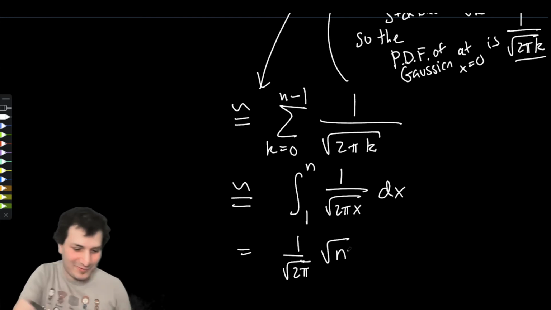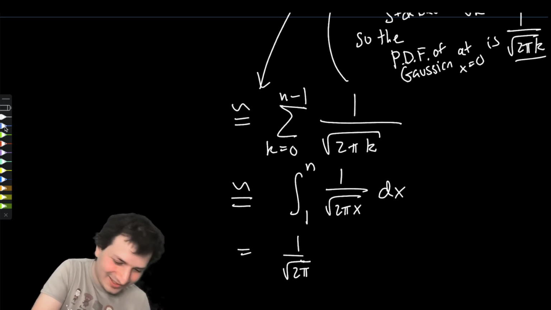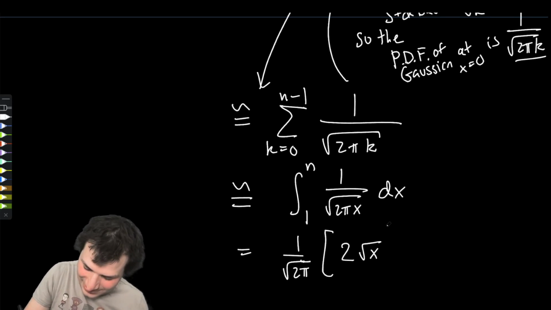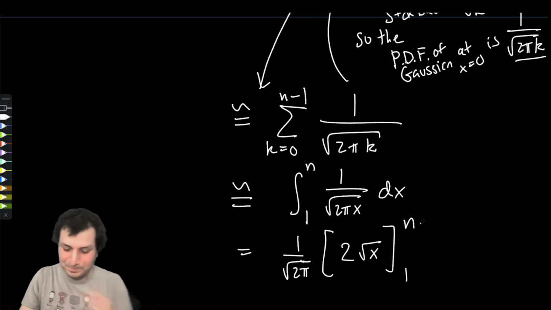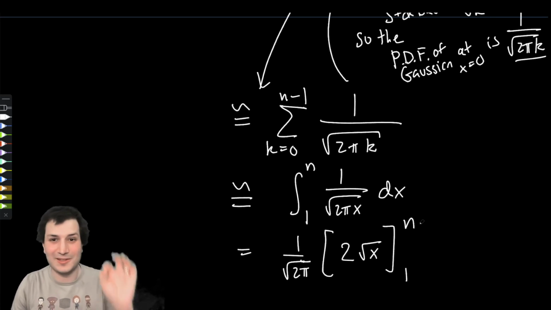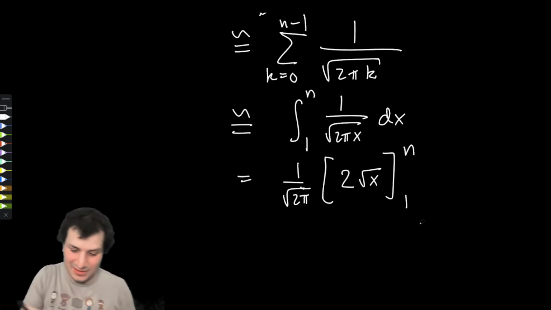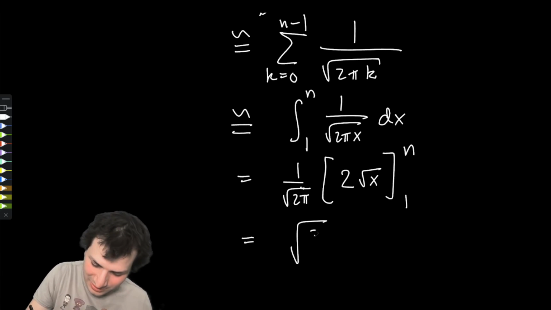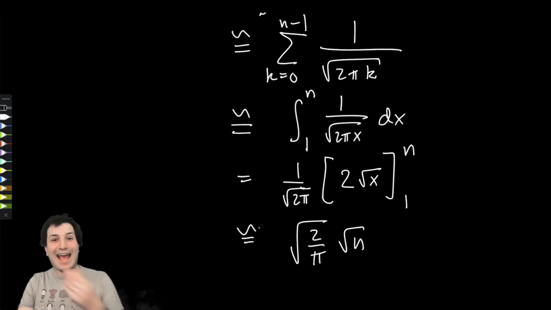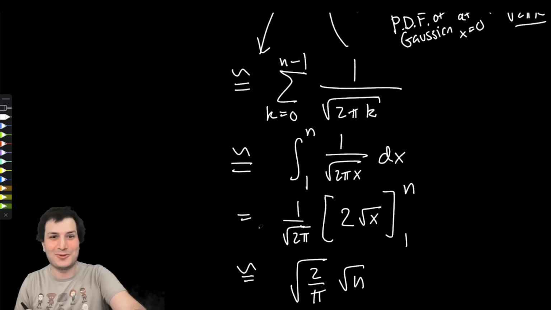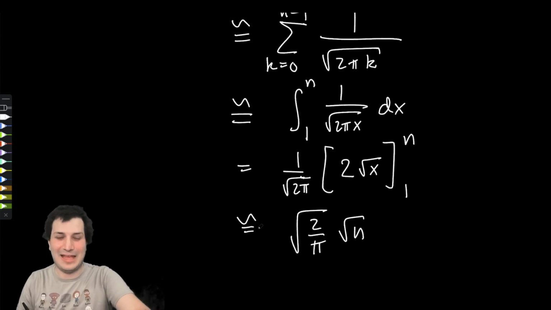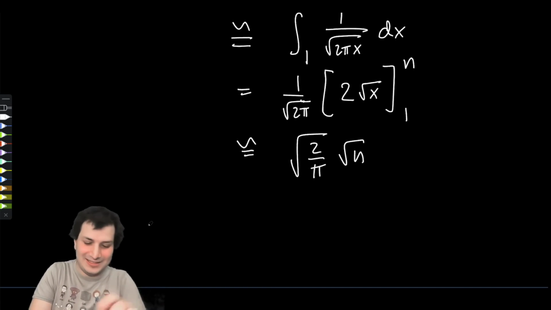Actually, you don't get square root of n. You get a 2 square root of n. Let's do it properly. So you get a 2 square root of x from 1 to n. The 2 kills the 1/2. And then this is 2 square root of 1 over 2 pi, also known as square root of 2 over pi times square root of n, asymptotically. So as things get larger and larger, if you scroll up our chain of inequalities, it started with the expected value of the absolute value of Xn, and that is what we wanted to show.